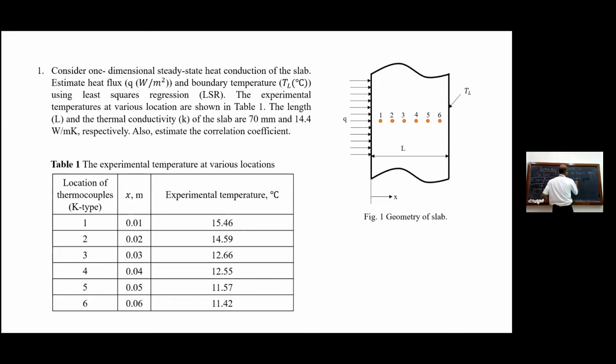So d by dx of k dT by dx plus qv equal to 0. Because it is one dimensional, the net heat conducted in the x direction plus whatever heat is generated equals 0. But it is clear that there is no heat generation in the problem. Nothing is given, so we can neglect it. So the first assumption is qv equal to 0. Assumptions.